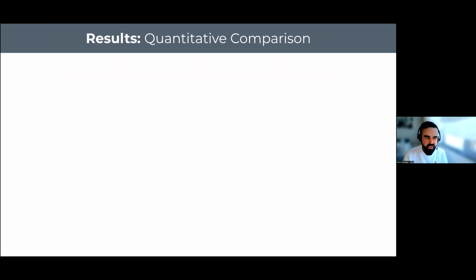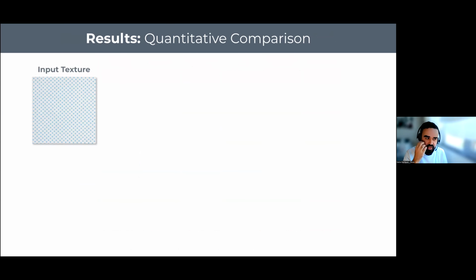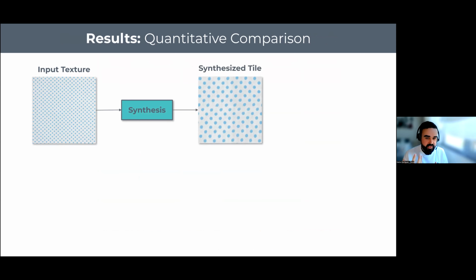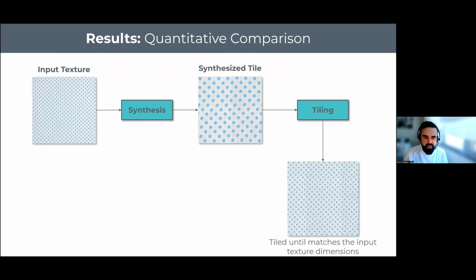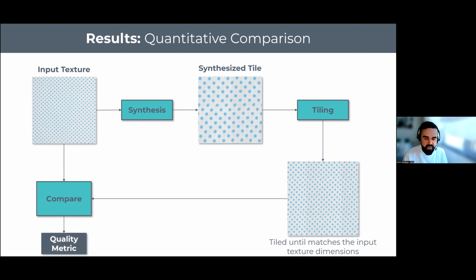It's really hard to evaluate with numbers how well a tileable texture synthesis is performing. So we define this methodology in which we take the input texture, we synthesize it using any method. We get the tile, and what we do is tile it essentially. So the output has the same spatial dimensions as the input texture. This allows us to use any kind of perceptual metric to compare the images, the generated and the target image.